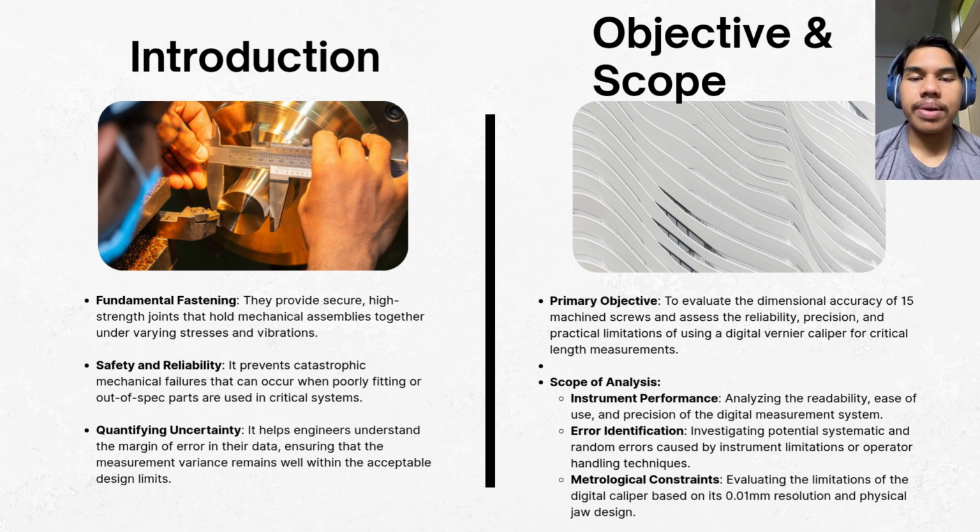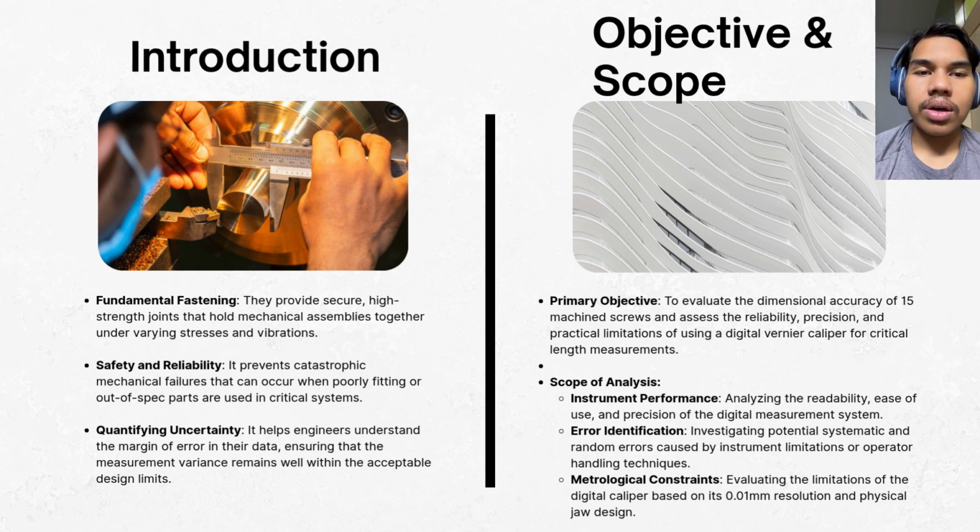So, in short, we buy 15 screws. From there, we measure every single one of them to find the error margin, basically to find the tolerance, the range for the screws that we bought, because they are not usually all the same size. Due to imperfections during manufacturing, they can vary a bit. So that is what we want to do. And also we want to test what the limit is for using a digital vernier caliper.